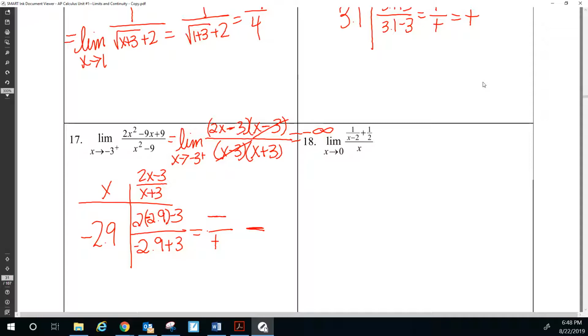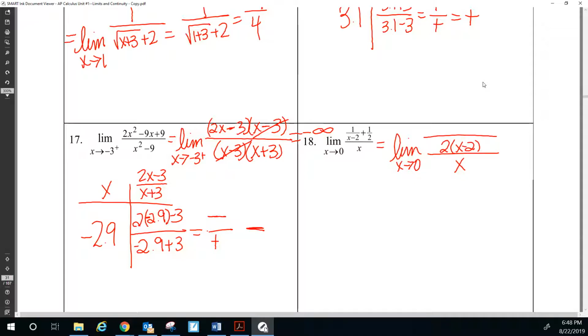All right, 18 is another one where we're going to try to find a common denominator and hope something works to where we can get rid of this x. So the limit is x goes to 0. Have x on the bottom. What's my common denominator between those two guys? They have nothing in common, so I'm going to multiply them together.